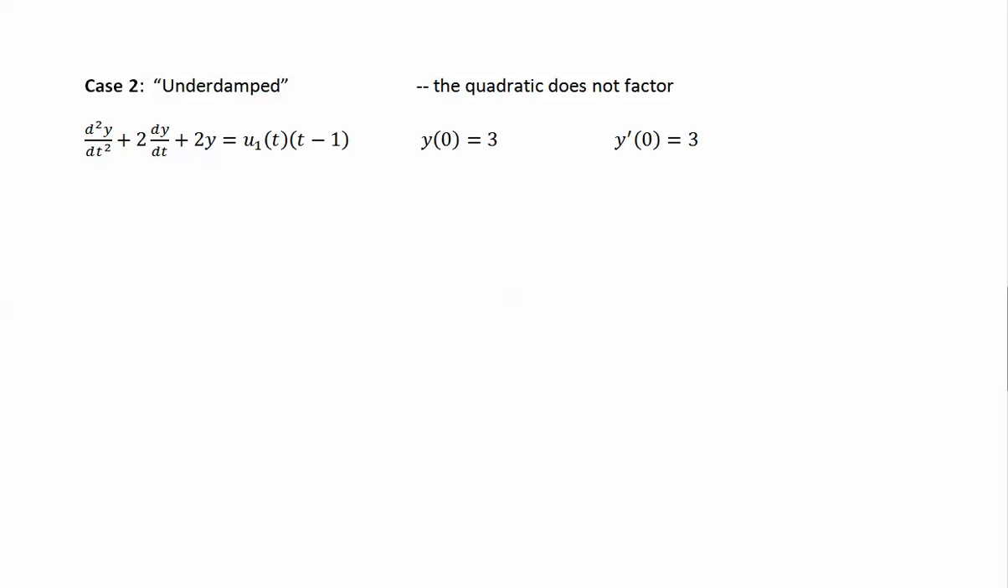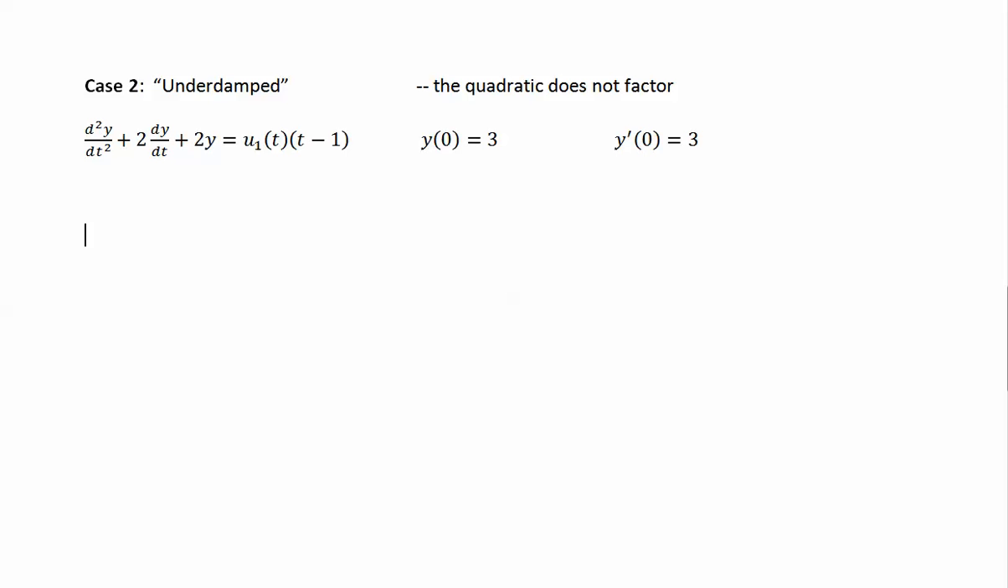Okay, we're going to move to a second example now. And in this case, it's going to be an underdamped case, and you're going to see that the quadratic that we end up dividing by does not factor. And that's really going to affect how the partial fractions and then inverse Laplace transform phase goes. So we'll have to pay close attention when we get to that point. That'll be something we haven't really seen yet. Okay, but let's get started.